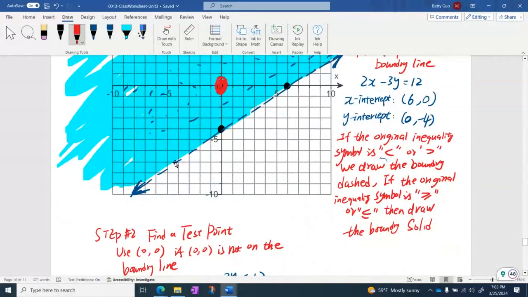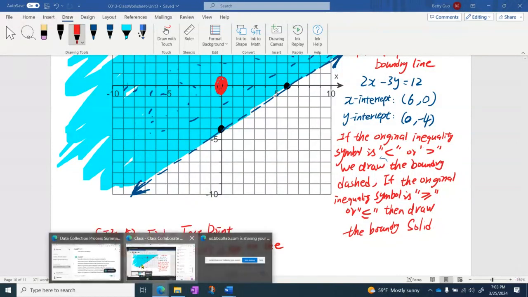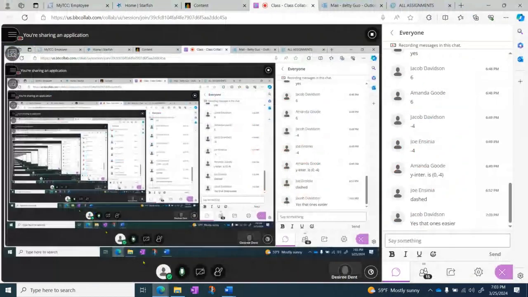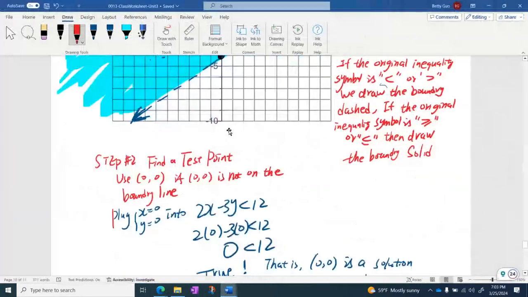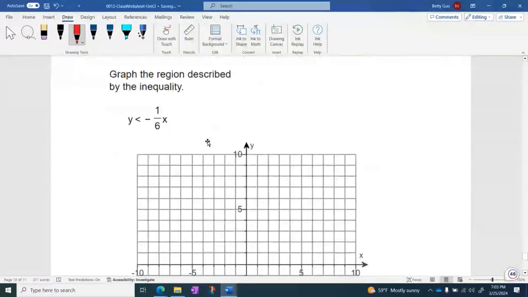How do you find the line? How do you draw the boundary line? How do you decide which side of the boundary line gives you the solution set? Yes, that one's easier. Okay, great. Thank you, Jacob.